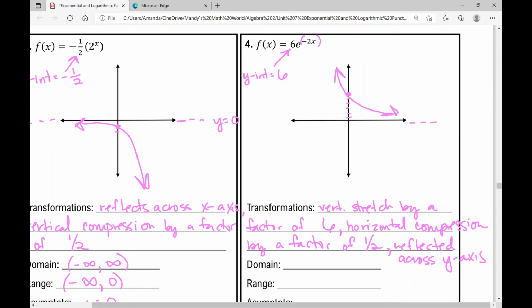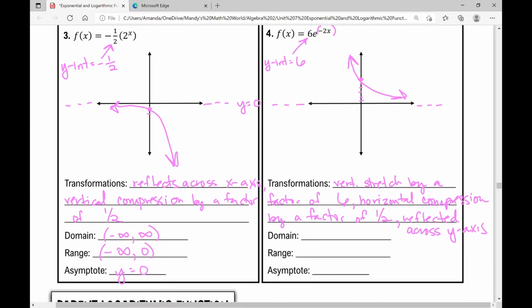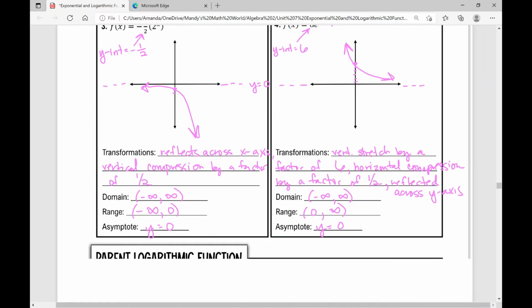And we still have that asymptote at y equals 0 because we didn't shift this up or down any. So the asymptote is still there. Domain is still all real numbers, negative infinity to infinity. Range is from 0 to infinity. Let's move on to logarithmic functions.